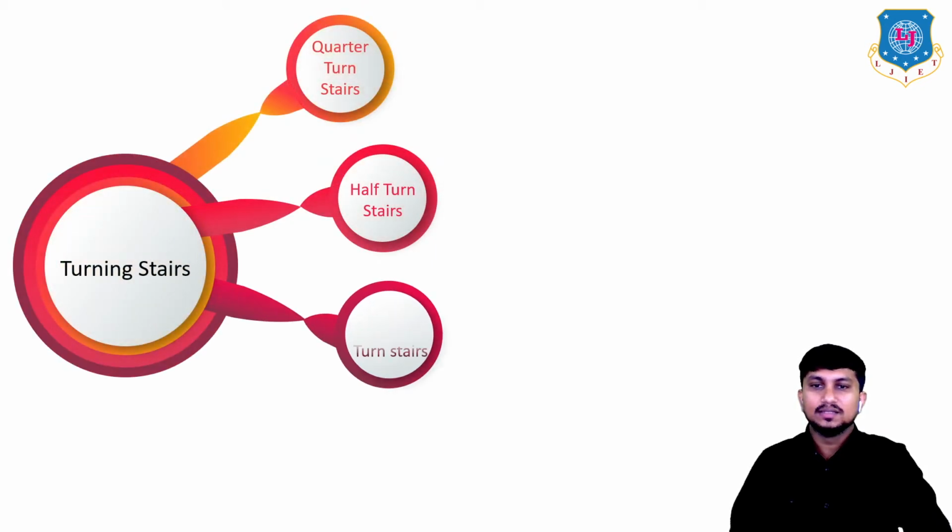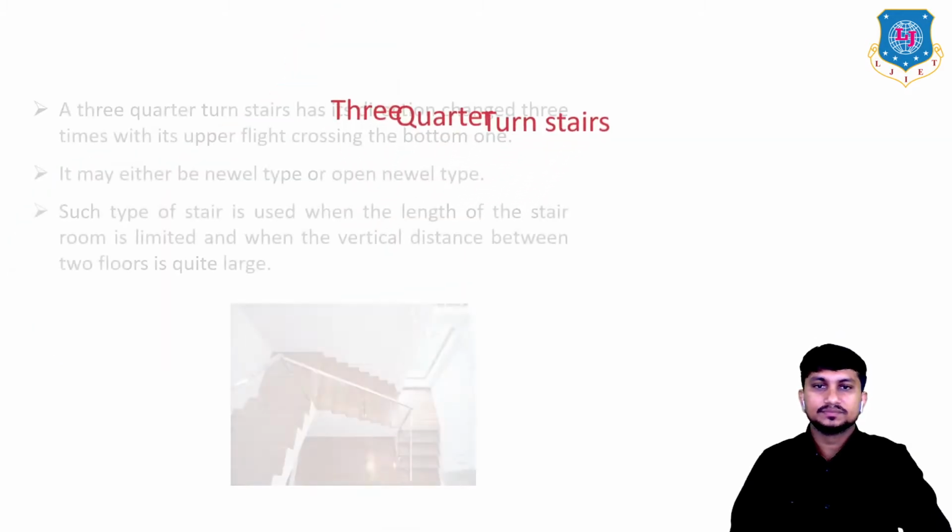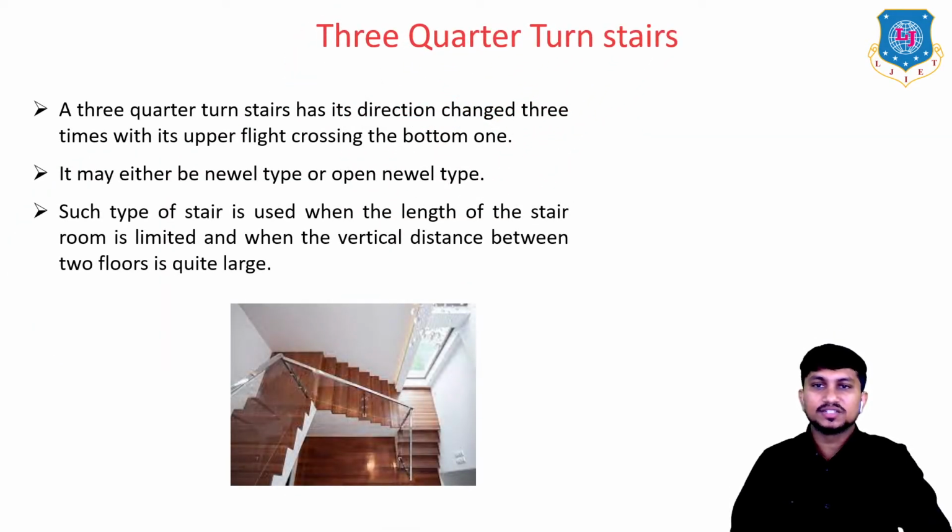Now let's see the third type of turning stair, which is the three-quarter turn stair. A three-quarter turn stair has its direction changed 3 times with its upper flight crossing the bottom one. It may either be newel type or open newel type. Such a type of stair is used when the length of the stair room is limited and when the vertical distance between two floors is quite large. In this type of case, a three-quarter turn stair is used.